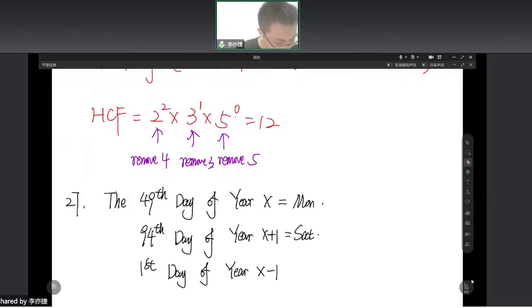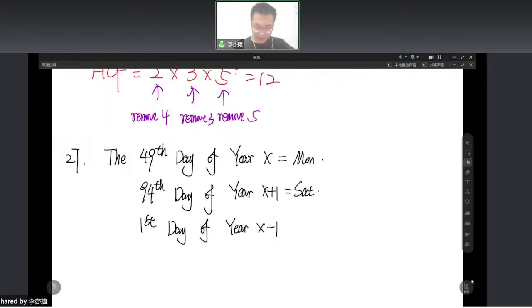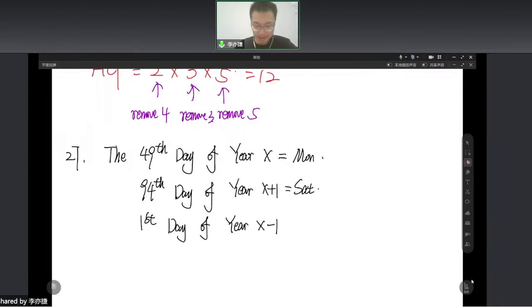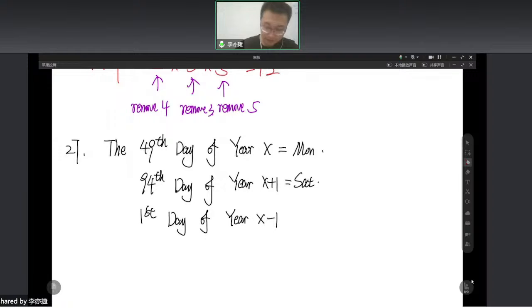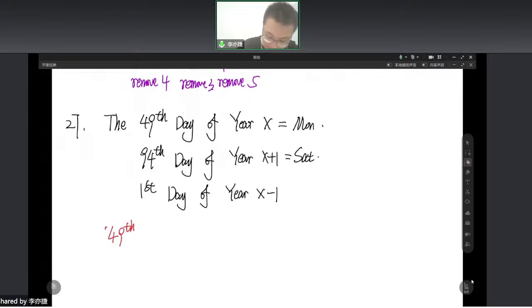Do you recall this question? Right? So yeah, it's a little bit weird. But never mind. So now we would see that the 49th day of the year X is Monday, which means the 49th day of year X should be the Monday. Then we move forward to the year X plus 1.